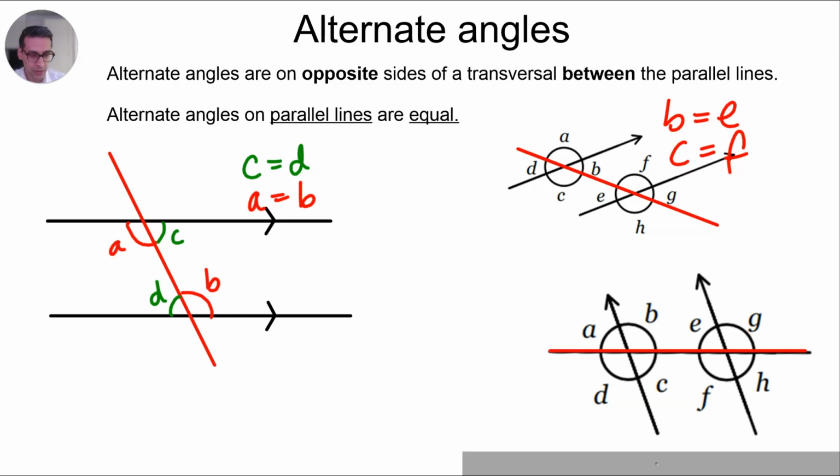Another example here. Look at it carefully and see if you can spot the two pairs of alternate angles. And I'm going to show you. So here we can see that they have to be inside. So if I pick B, for example, I know that the alternate angle will be on the other side of the transversal and then on the other parallel line there. So it's going to be F. So both in between the parallel lines. So B is equal to F. And then the other pair is C and D. So C is equal to D. So that's how we can spot alternate angles.